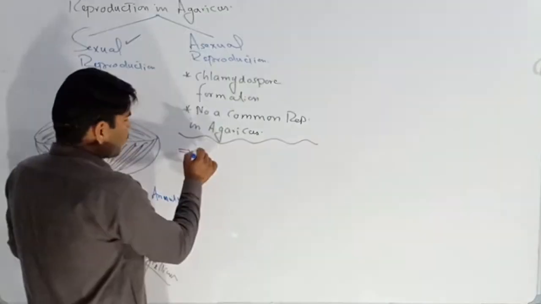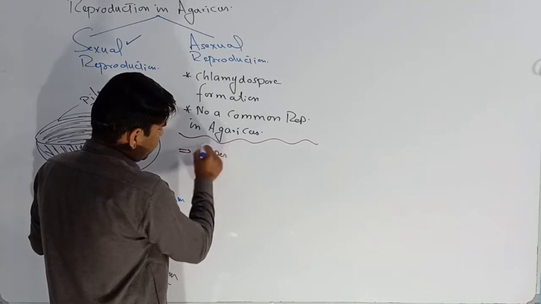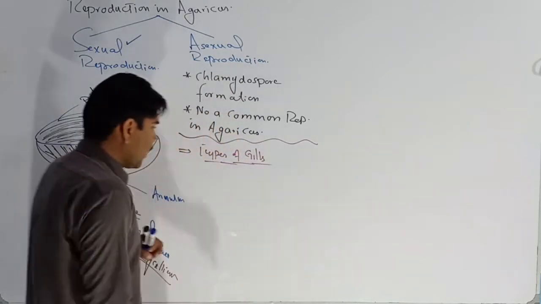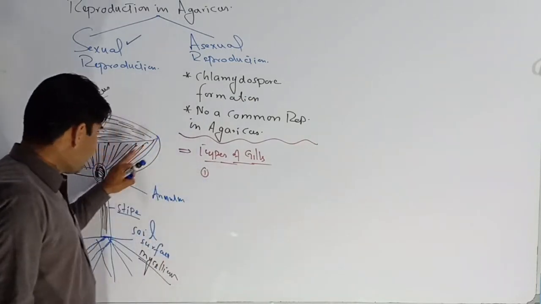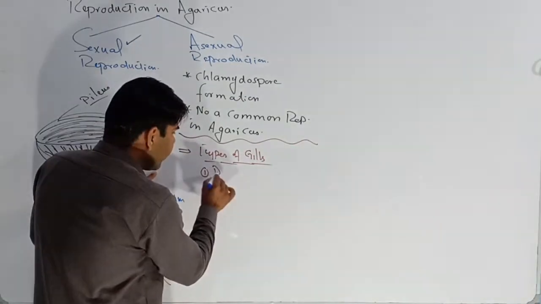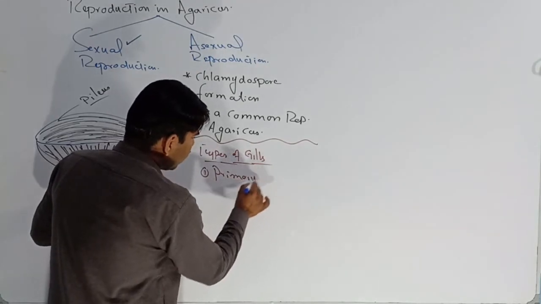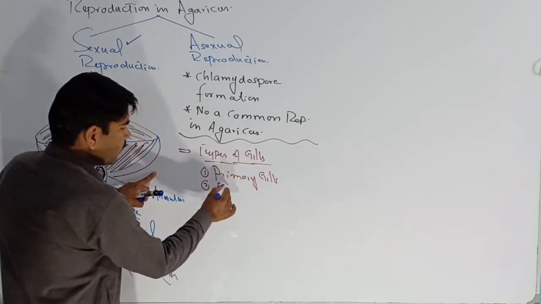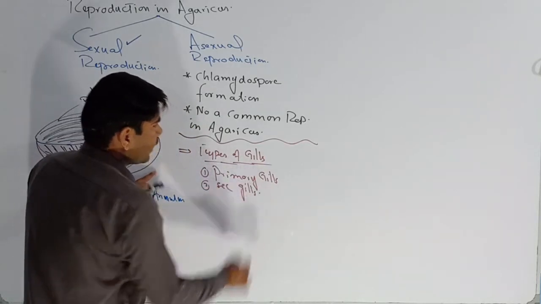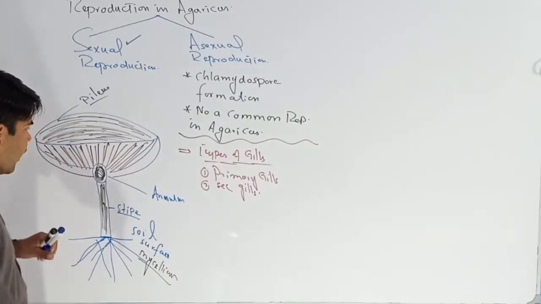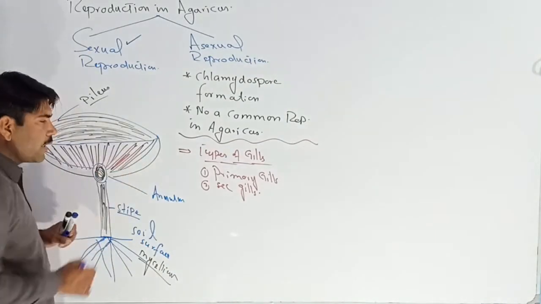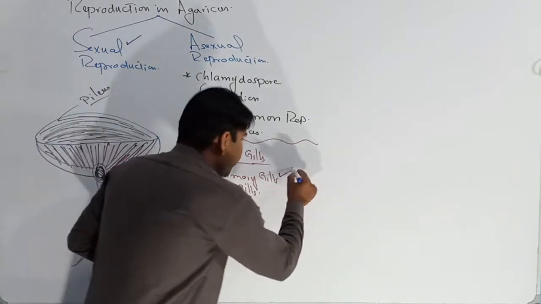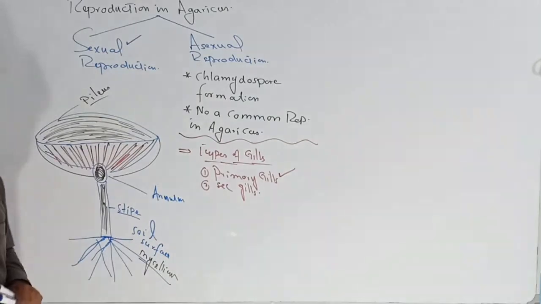Actually there are two types of gills. The number one type of gills which are present here are the primary gills. And the second type of gills are known as secondary gills. Secondary gills are shorter in size, but the primary gills are longer in size, and these primary gills are involved in the sexual reproduction.